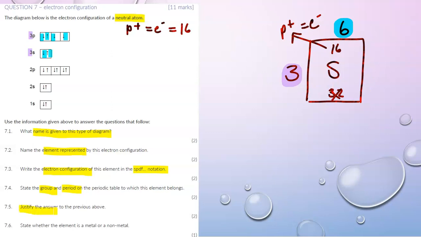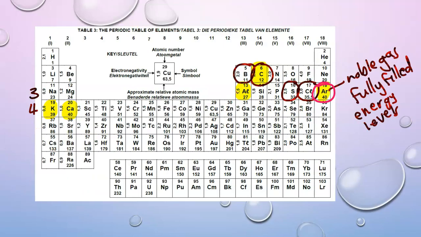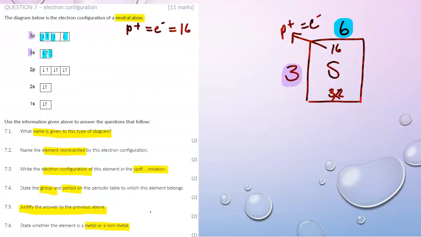Now they're asking to justify the answer to the previous question and then state whether the element is a metal or a non-metal. So let's start from the bottom up just because we can. If we look at our periodic table, we know everything to the right, which we colored in blue, those are our little monsters, our non-metals. Sulfur is a non-metal. Okay, what is the name of this type of diagram?